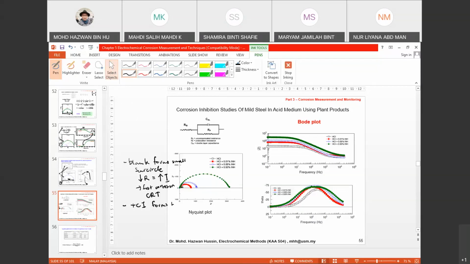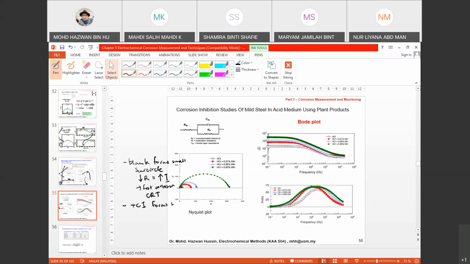So as I've told you, if you add the corrosion inhibitors, it forms a bigger semicircle. A bigger semicircle means that you have a bigger or higher resistance. Higher resistance indicates lower current and the corrosion process will be slow. So if you add corrosion inhibitors or other types of chemicals, and you notice that the semicircle is larger, then this indicates that it has reduced the corrosion process.